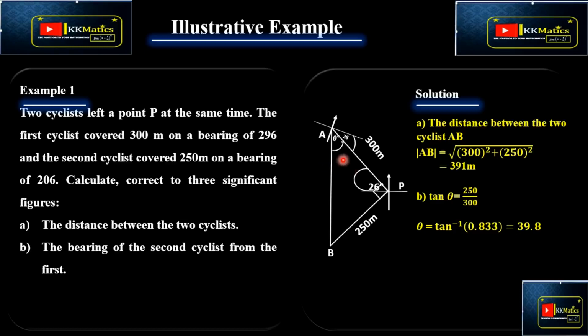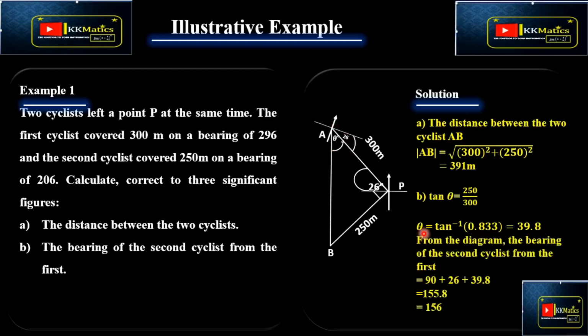However, finding theta to be 39.8 doesn't mean that we have found the bearing of the second cyclist from the first. Always keep in mind that when dealing with three-figure bearing, it's always measured clockwise. That means you measure it from the north, or up, to this line here. So if we have theta, which is 39.8, and there 26 degrees, and we know this part of the first quadrant is 90 degrees, we sum them from the north, or up, to where the degree is. We do that, then we get this value.